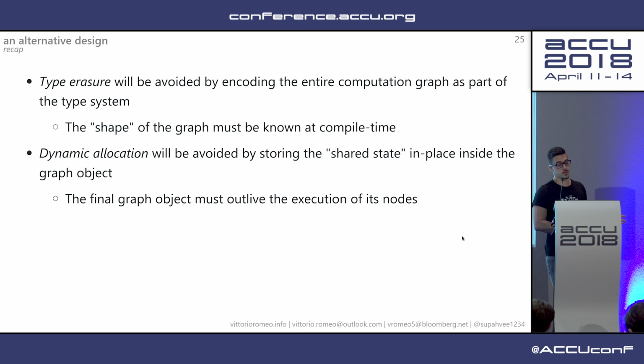So as a recap, we can avoid type erasure by using this kind of expression template thing, so encoding the entire graph inside the type system. And we can avoid dynamic allocation by simply storing the shared state in place inside the object, with the restriction that the final graph object must outlive the execution of all its nodes.